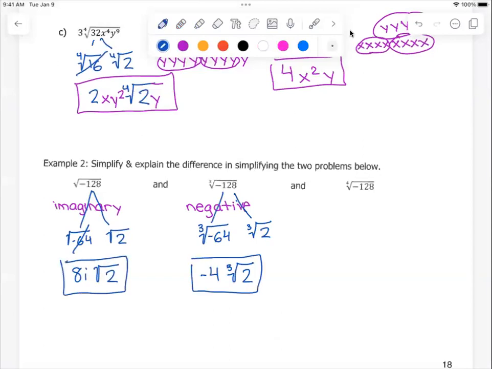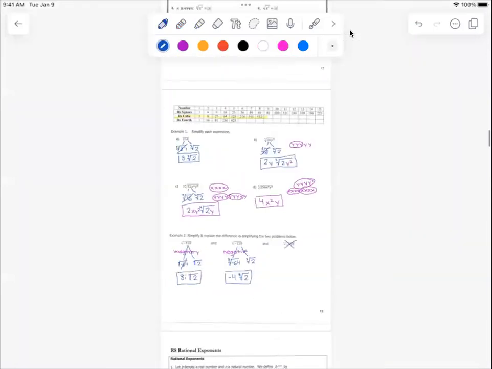We won't be doing 4th roots of negative numbers. That cannot happen. So you don't have to really worry about that. But you do need to know the difference between the negatives if it's a square root or if it's going to be a cube root. Okay, so that is it for our notes today.